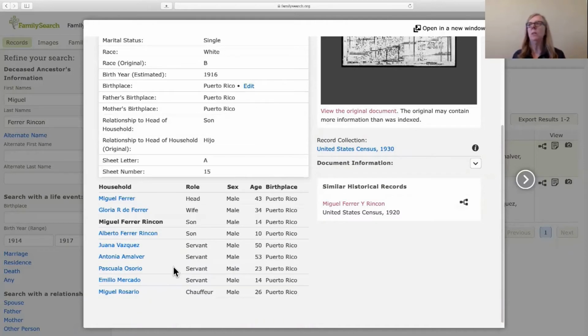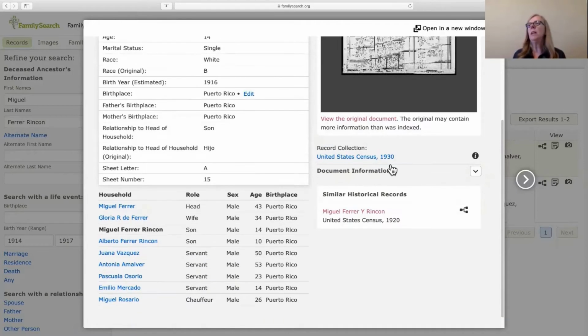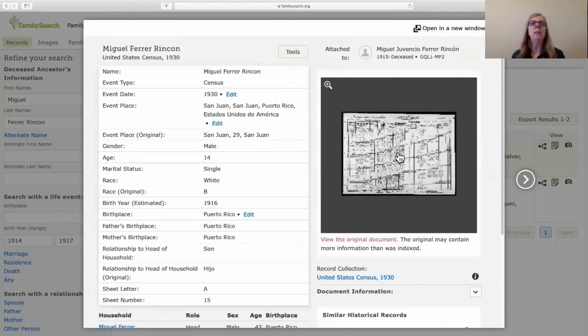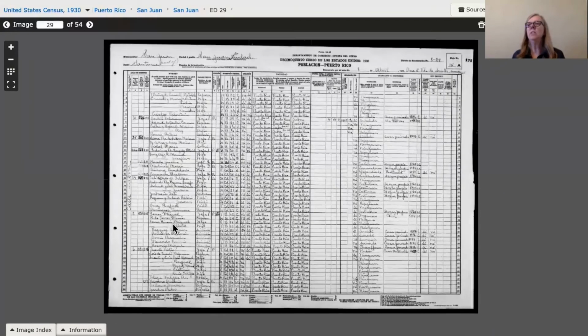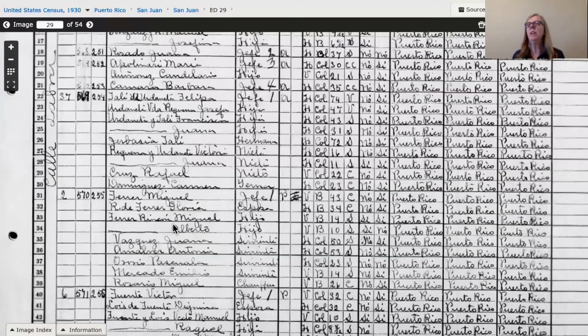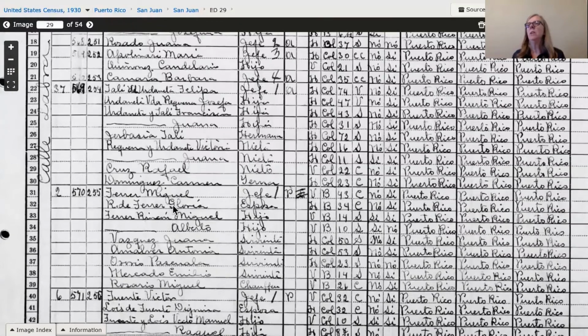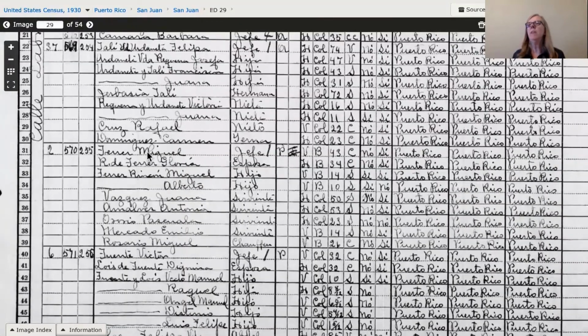Now you always want to take a look at the image, so let's click on the image and take a look and see what other clues might be found there. So here's the 1930 census image, and let's zoom in here on Miguel Ferrer and his family. So here we have Miguel Ferrer, jefe, meaning head of the household. And then we have esposa, his wife, Gloria R de Ferrer, and then the two sons, Miguel and Alberto, who both carry the surname Ferrer Rincon.